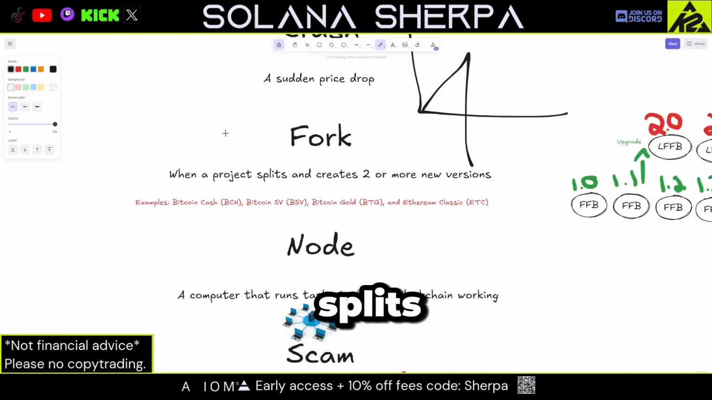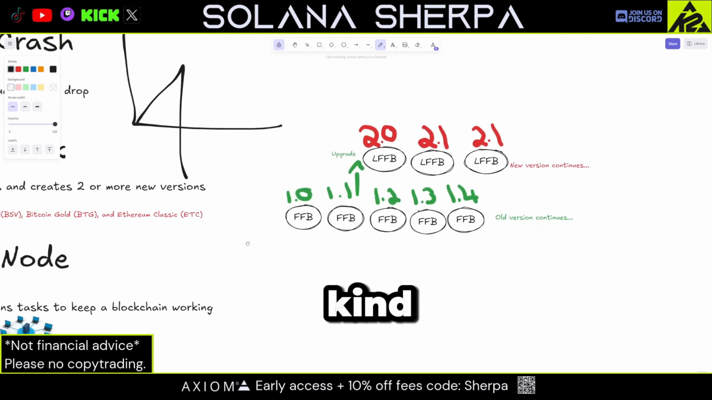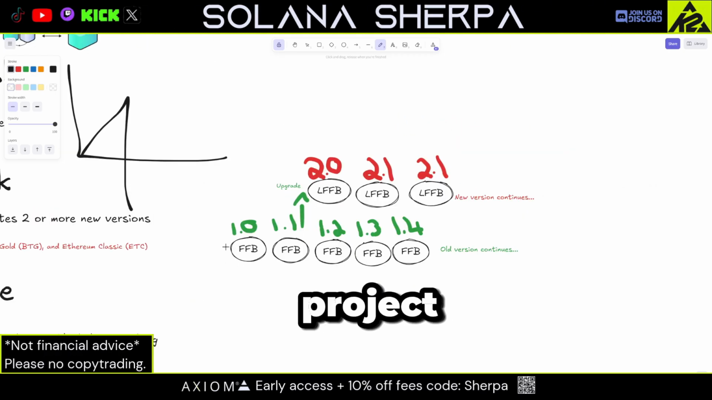A fork is when a project splits and creates 2 or more new versions of that project. There's some examples here, Bitcoin Cash, Bitcoin SV. So let me just kind of explain that a little bit. Just imagine this project started at 1.0, fuck fat bitches coin, okay? They get to version 1.1, they have a little bit of a disagreement. So one side of the team likes let's fuck fat bitches, and the other one likes fuck fat bitches because they don't like fat women. So what do? They split into 2 separate teams and create 2 different projects, and then they just continue on, and that's it, simple as.